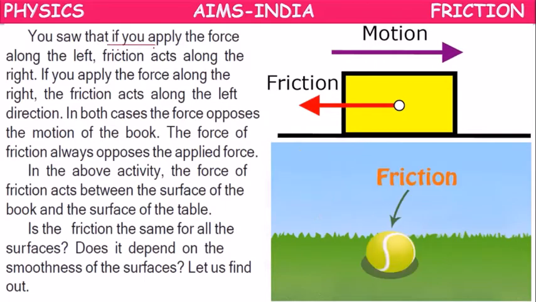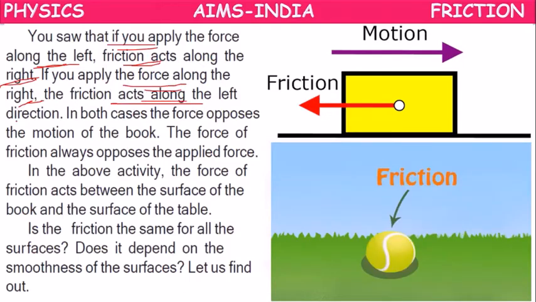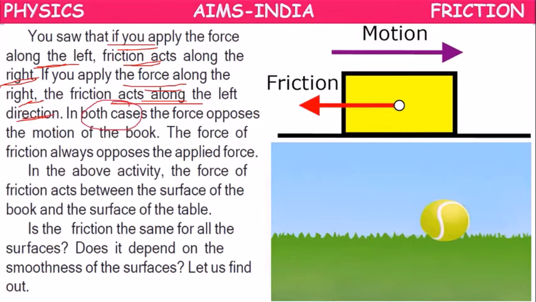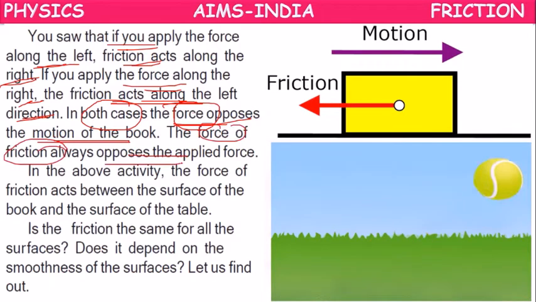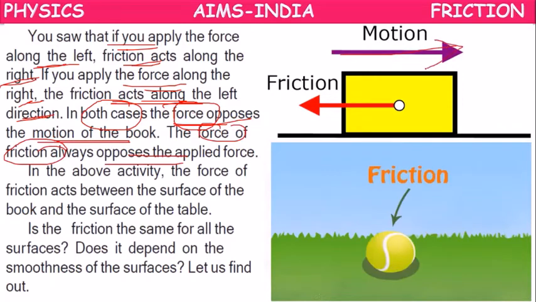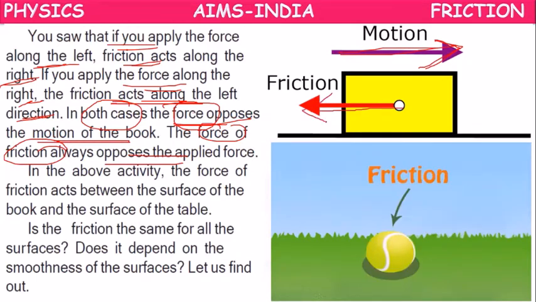So if you apply the force along the left, friction acts along the right. If you apply force along the right, then friction acts along the left. In both cases, force opposes the motion of the book. Which force? Frictional force, not applied force. Frictional force opposes the motion of the book. The force of friction is always opposite to the applied force. If the applied force is in this direction or motion is in this direction, then friction will be opposite, in this direction.